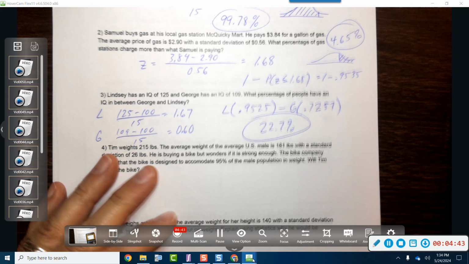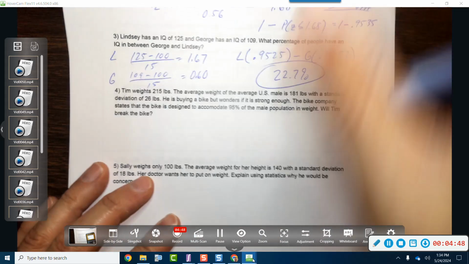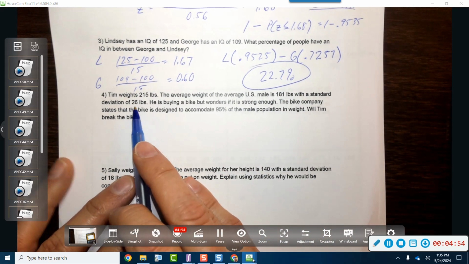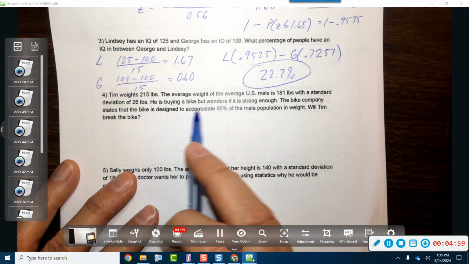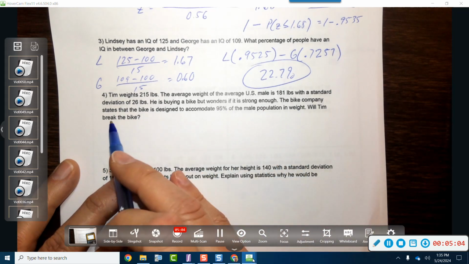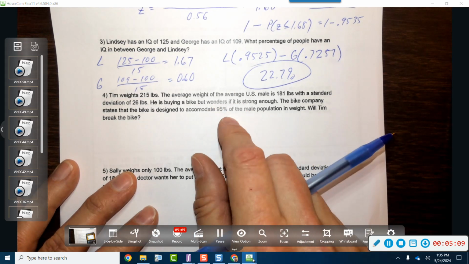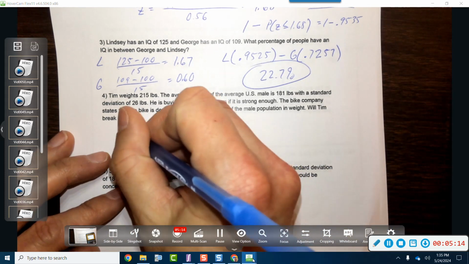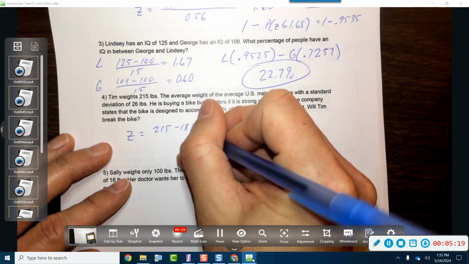Tim weighs 215. The average weight of a U.S. male is 181, so he's over, with a standard deviation of 26 pounds. He is buying a bike but wonders if it is strong enough. The bike company states that the bike is designed to accommodate 95% of the male population in weight. Will Tim break the bike? If it's going to be 95%, let's just calculate his z-score right there. His weight is 215.